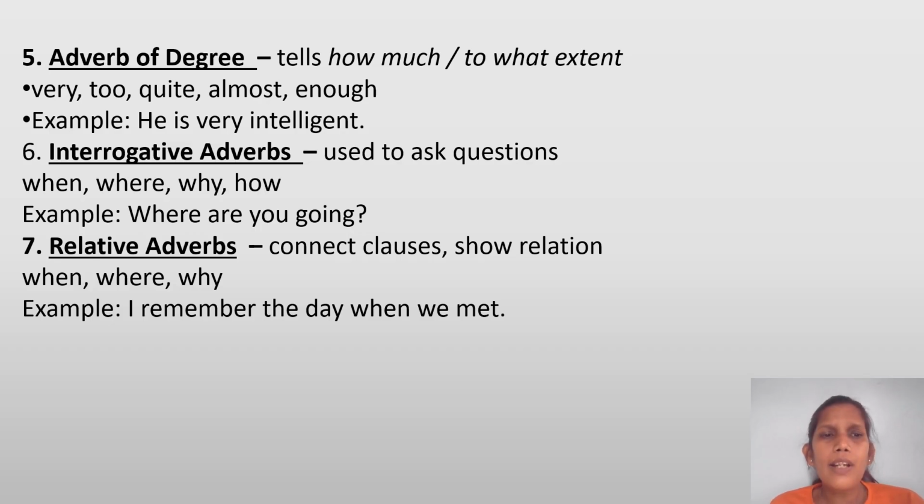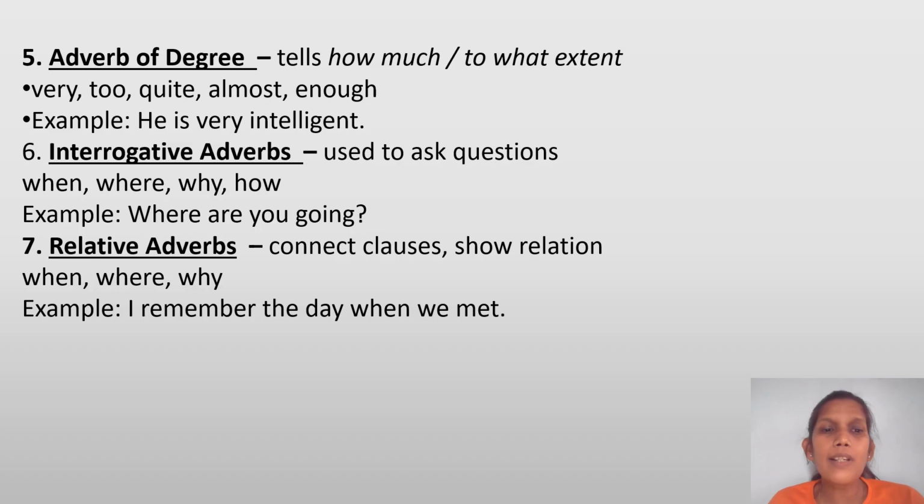Interrogative adverbs, again it's very important, are used to ask questions. For example, where are you going, what is your name, why did you come late. All these are examples of interrogative adverbs.